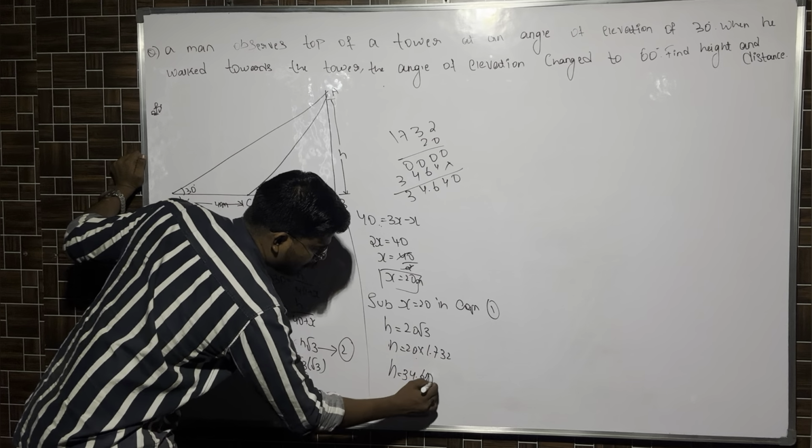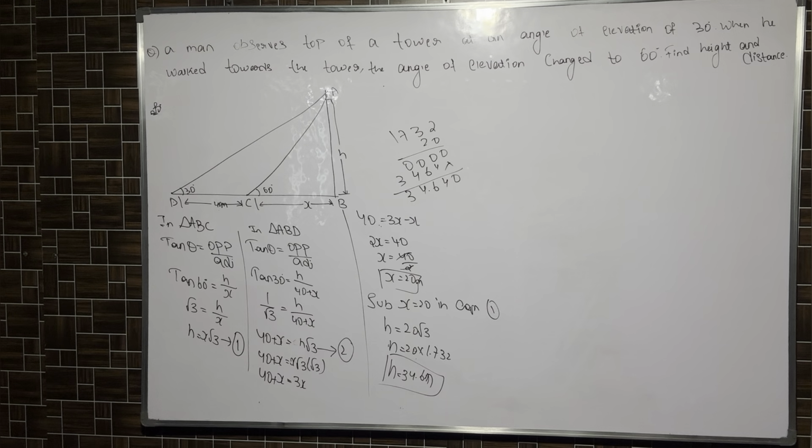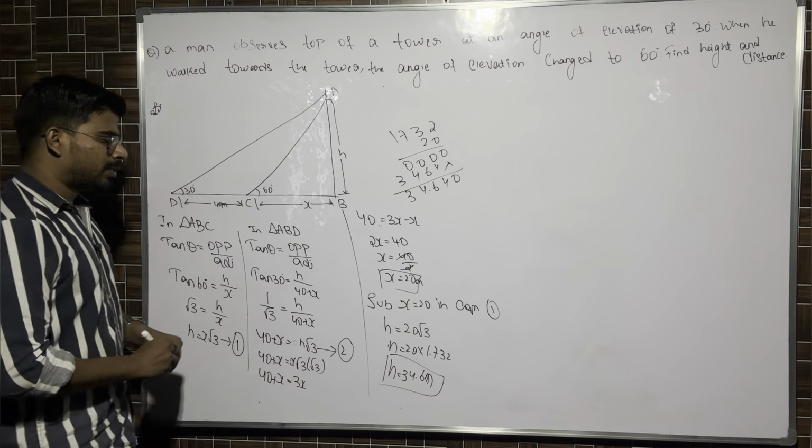At last, you have to write the conclusion. Therefore, the height of the tower is 34.64 and the distance he walked towards the temple is how much? 20 meters.